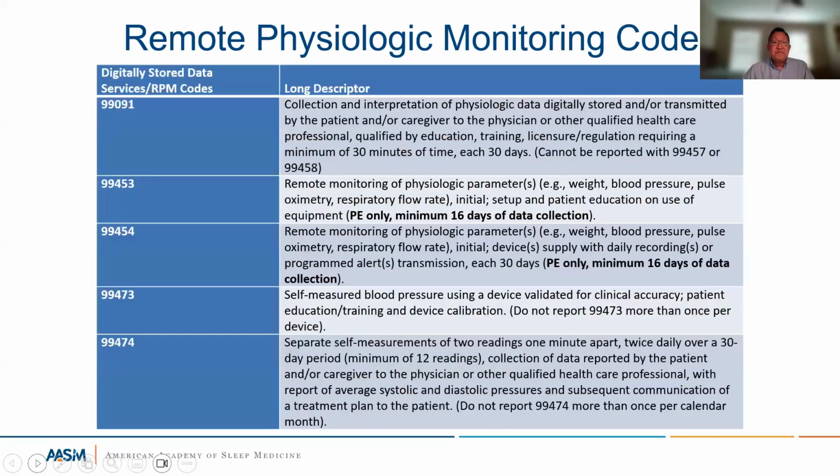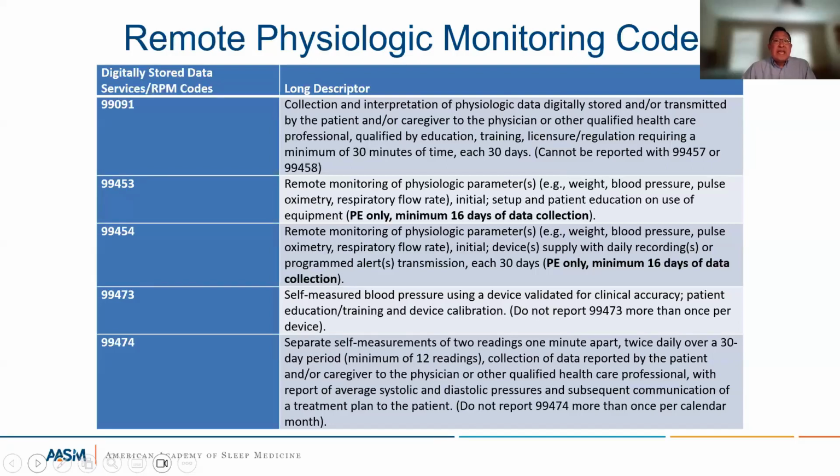The next slide. Now, this is a lot of codes, so we'll spend a couple of minutes on this. Most of you are probably familiar with this code set, but it always is worth going over what each code represents. And so the first one is the initial RPM code that was published and able to be used by everyone before 2021. However, as you can see, I think because of the requirements for using this code, it wasn't really used that much. It does involve the collection and interpretation of physiologic data, again, digitally stored and transmitted by the patient and or the caregiver to the physician or other QHP.